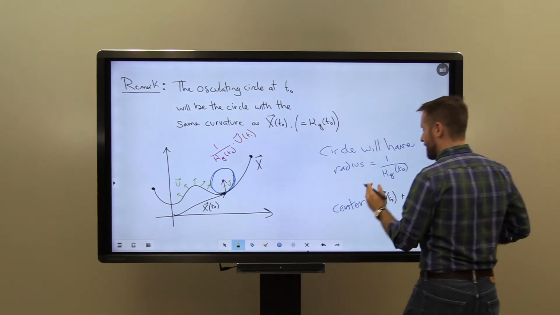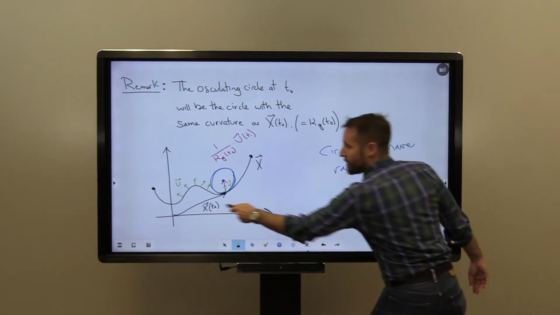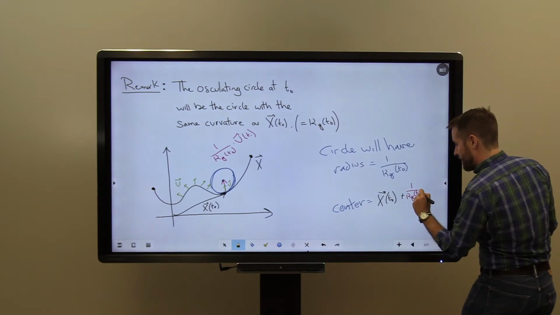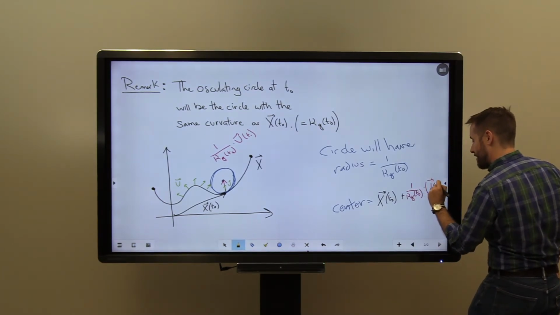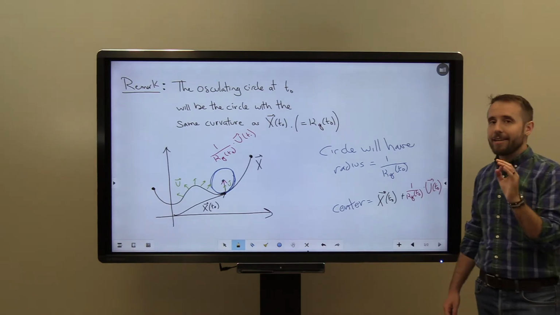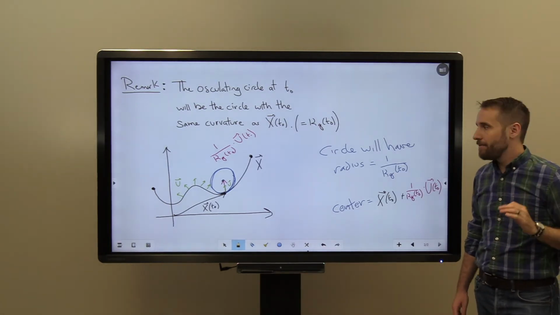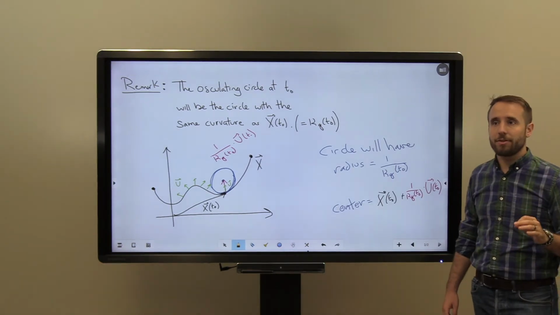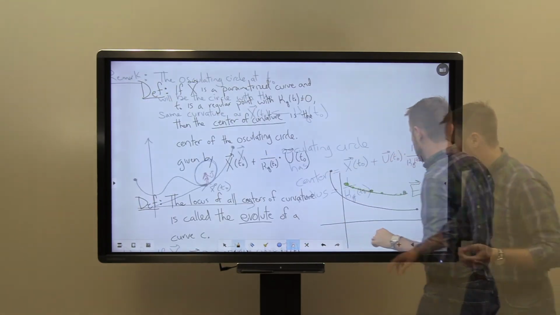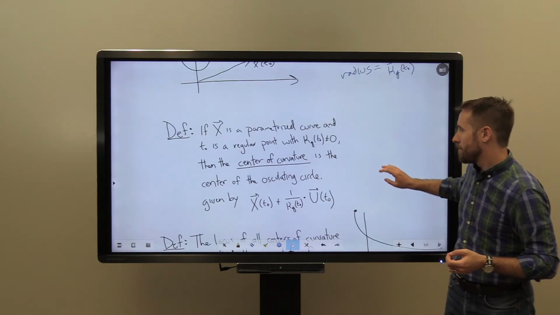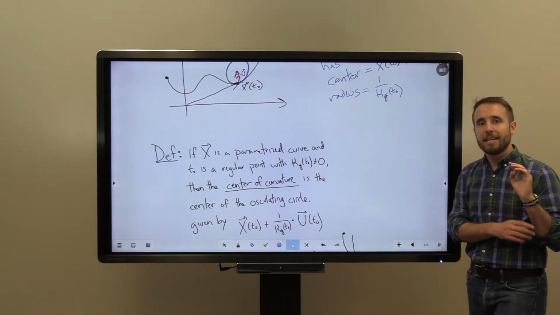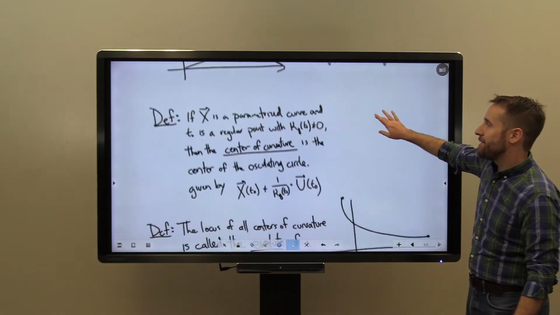And it turns out that's exactly the piece that we have to put in over here. So to get to the center, we take x of t naught plus 1 over kappa g of t naught times u of t naught. And so we've completely identified not only the radius, but also the center of this oscillating circle. And so the center of the circle actually has another name, which we'll introduce now. We can define this as the center of curvature for the given curve at the given point t naught.